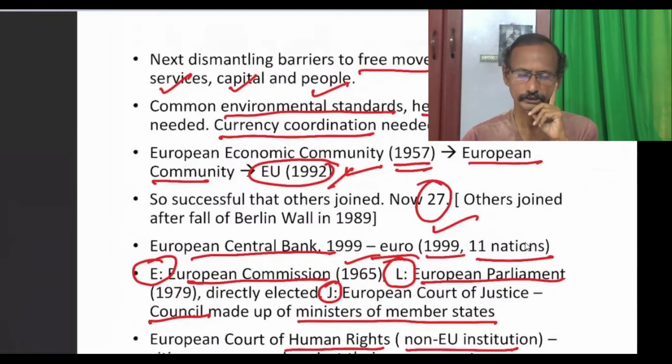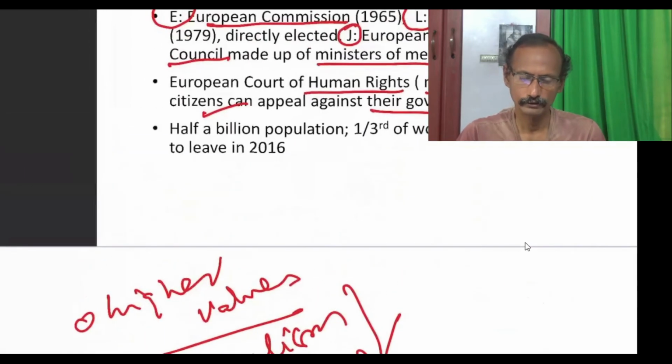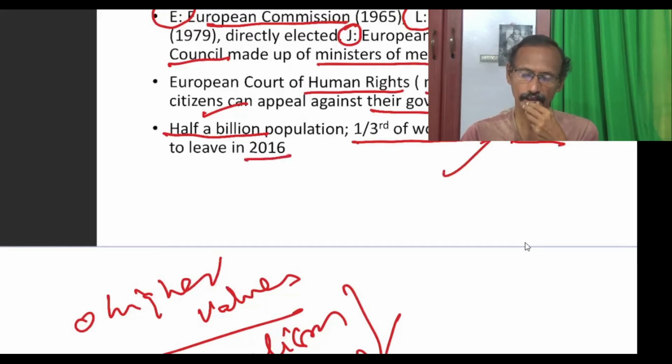Many countries joined after the fall of the Berlin Wall in 1989 and the subsequent end of the Cold War. And currently, they constitute 500 million population and 1/3 of the world's GDP. This even after the UK voted to leave in 2016 and finally left. But Ireland is part of the EU now.